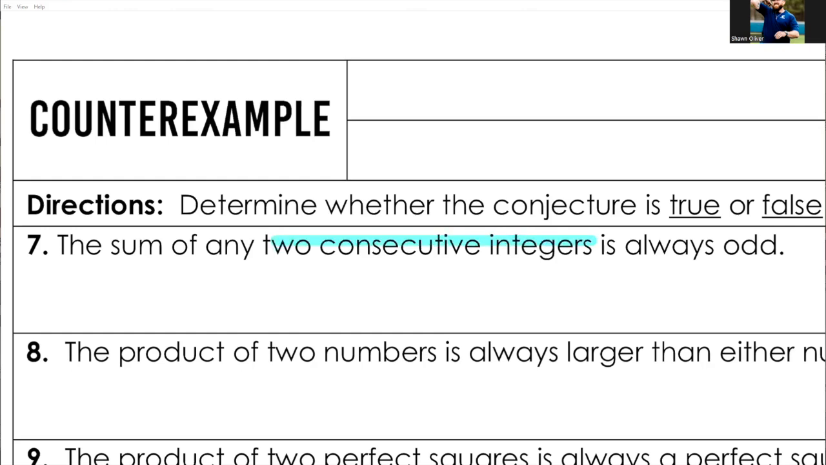Good. So consecutive integers is important here. If you were adding two even numbers, absolutely, you're probably going to find an even. But the fact of the matter is we're talking about two consecutive integers. What is an integer again?